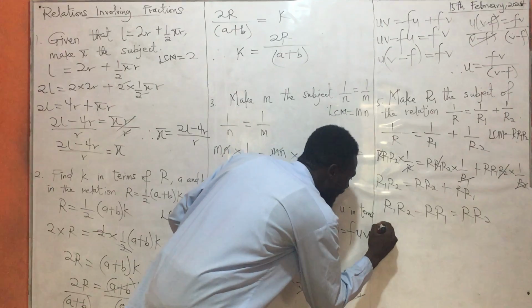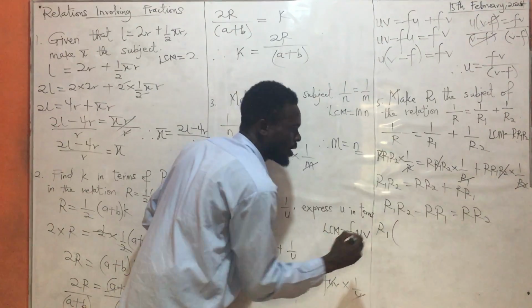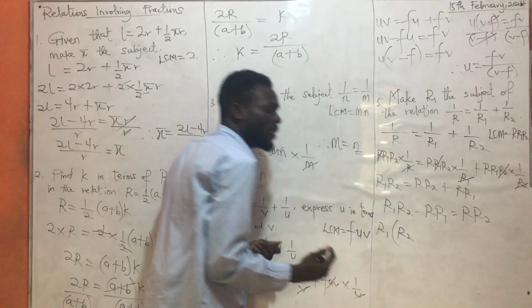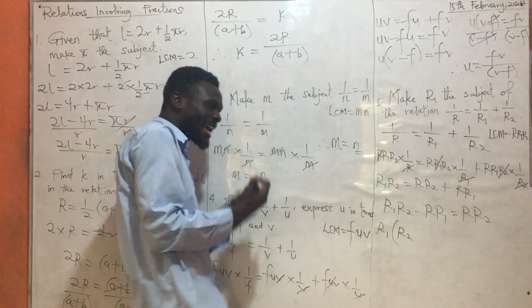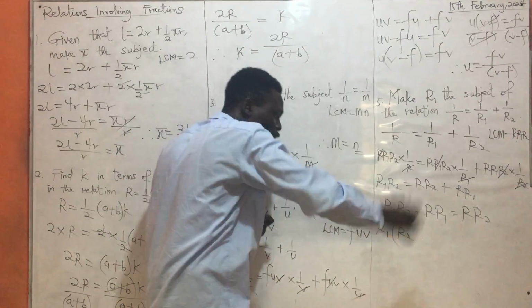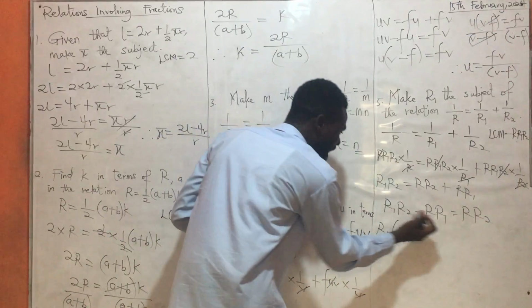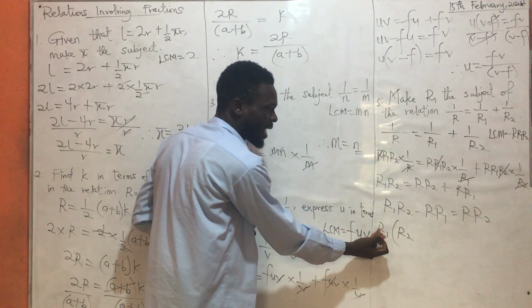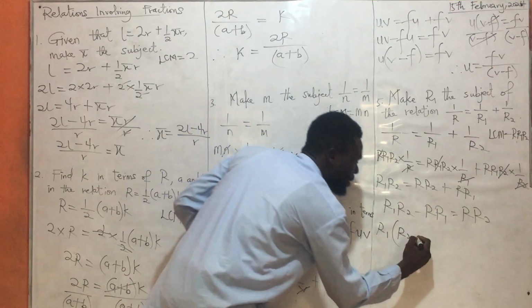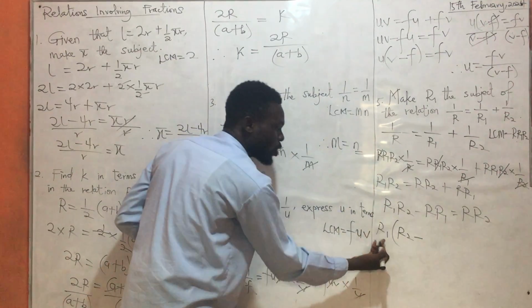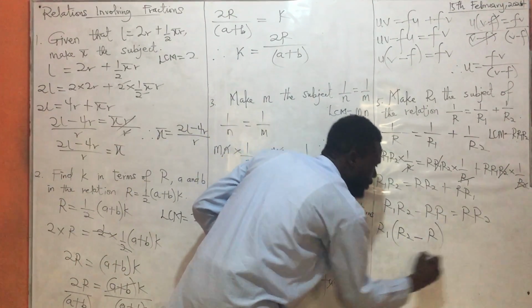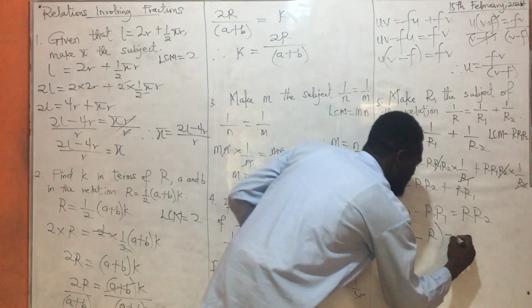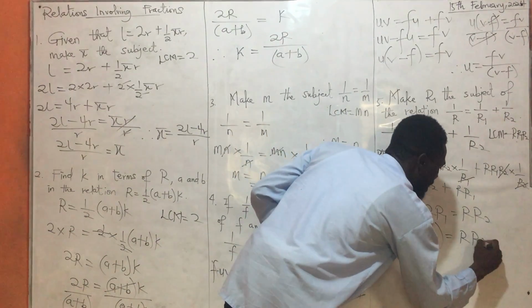So if I factor R1 out, I'm left with R2. Remember, the moment you bring out the common term, introduce a bracket. So since I've brought out the R1, I'll introduce a bracket. So R1 is out, I'm left with R2. Minus R1 is also out, I'm left with what? R. Then you close your bracket. Now this is equal to R2.